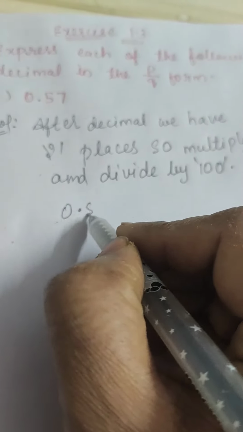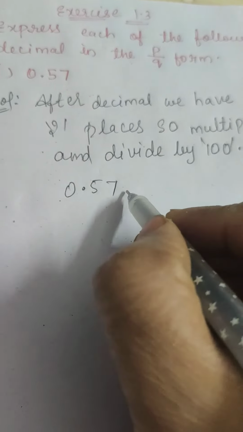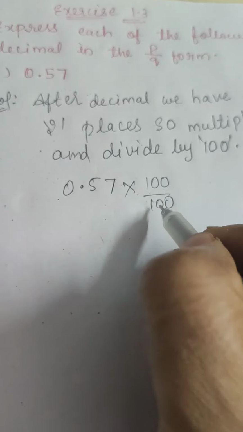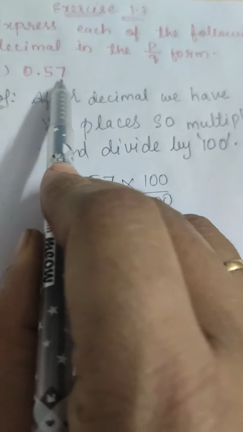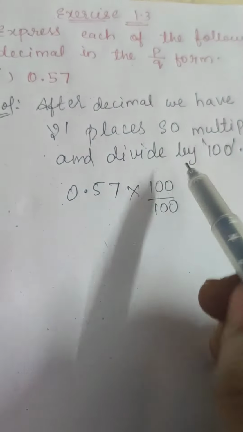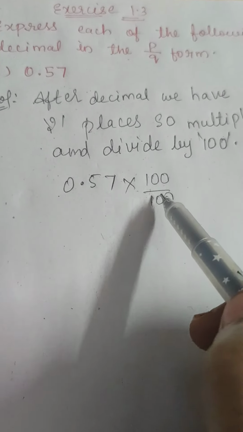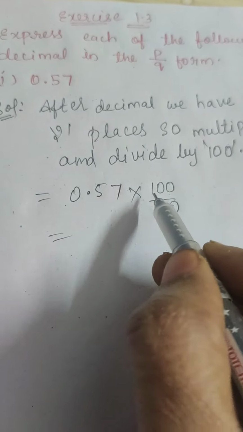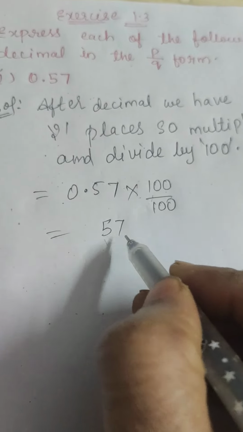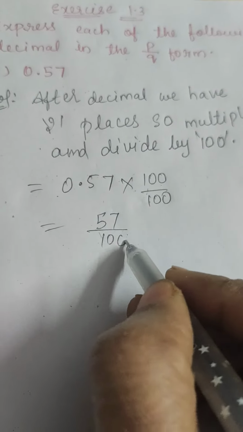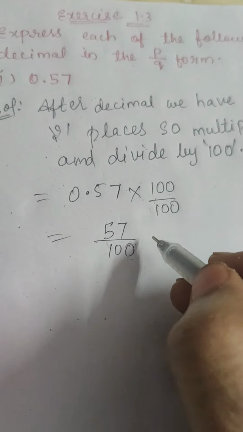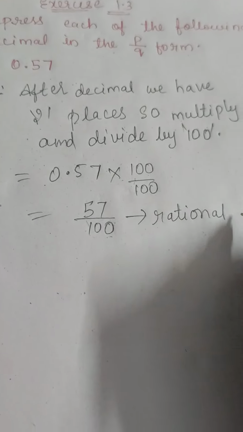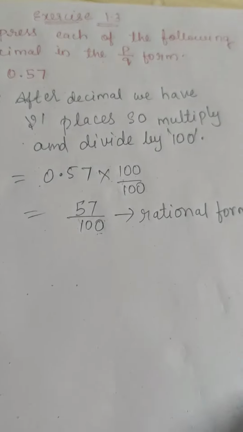Now 0.57 into 100 by 100. Why do we multiply and divide by 100? Since after the decimal we have only 2 places. That is why we are adding 2 zeros. We are multiplying and dividing by 100. Now we get 0.57 into 100 becomes 57 by 100. This is the rational form. Now we have converted the decimal form into the rational form. This is a very easy process.